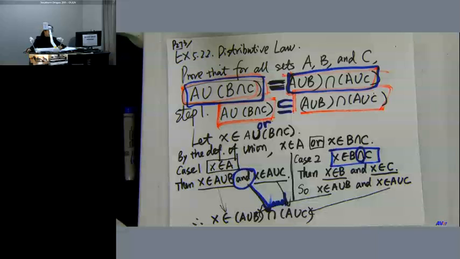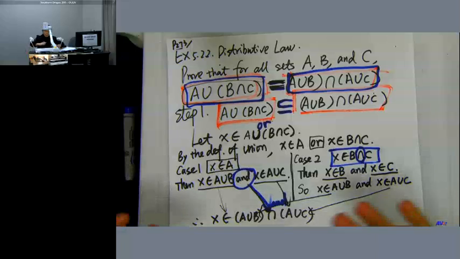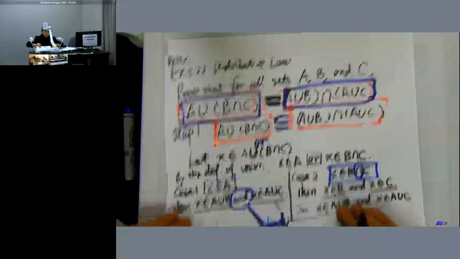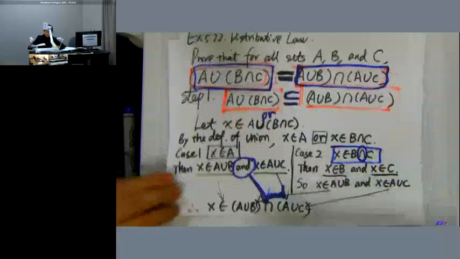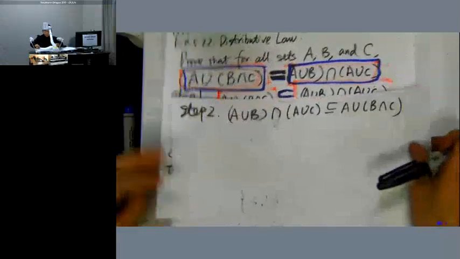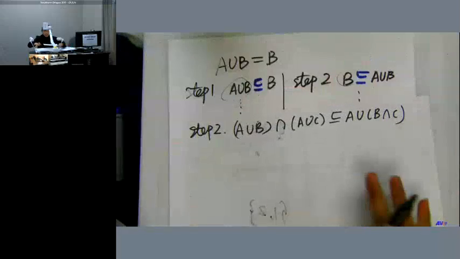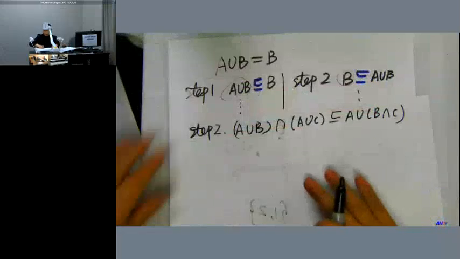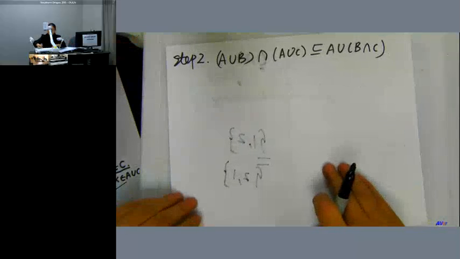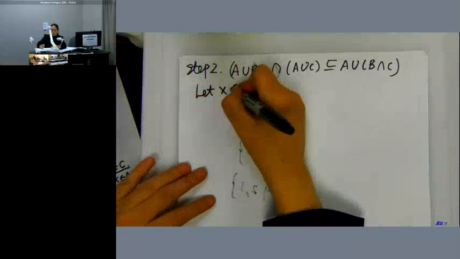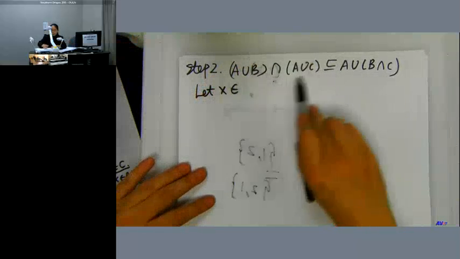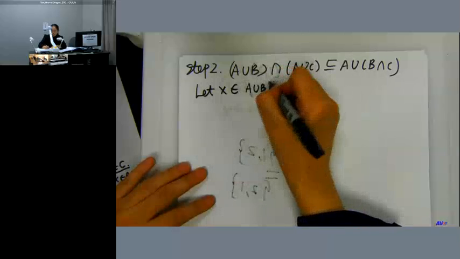Okay, questions? So I'm done with the first step. Now let's look at the second step. In the second step, we're trying to prove the other way around. So this time, what should I start with? Let X be an element from where? The left-hand side, the smaller one, always the smaller one.